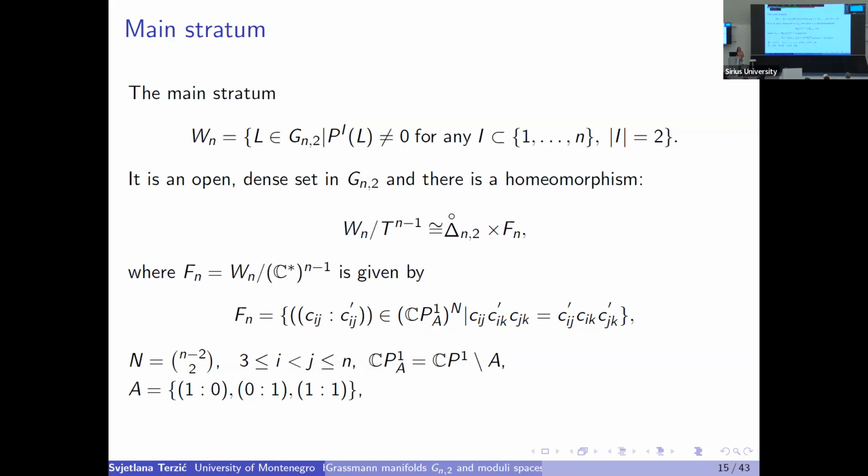From this cubic equation we can eliminate a lot of coordinates, and we can see that our space F n is actually M_{0,n}, the space of n points on curves of genus 0. So we have here n-3 free coordinates.